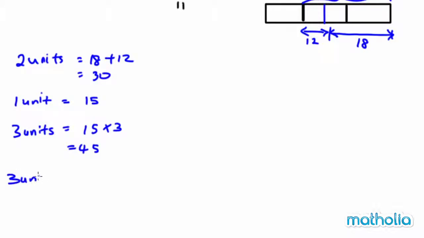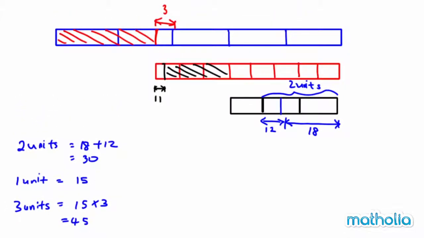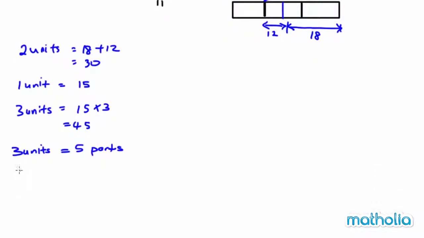Now 3 units is equal to 5 parts. Where can I see the 5 parts? Now can you see this one, the 5 parts here? Alright, so 8 parts will be how many? If I know 5 parts is 3 units, or you can find 1 unit first. Alright, so 5 parts is equal to 3 units, which is 45. 1 part will be 45 divided by 5, you have 9.